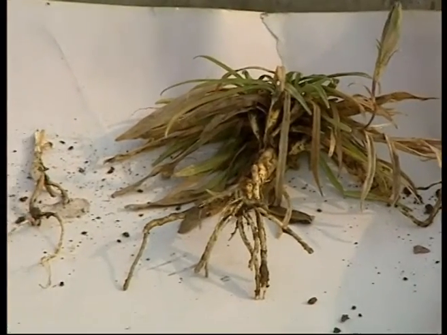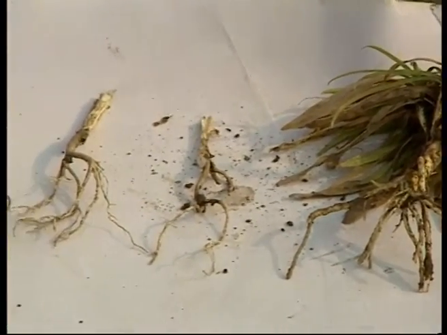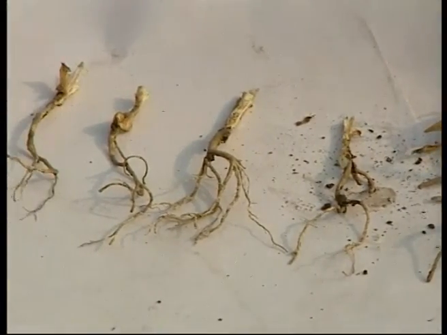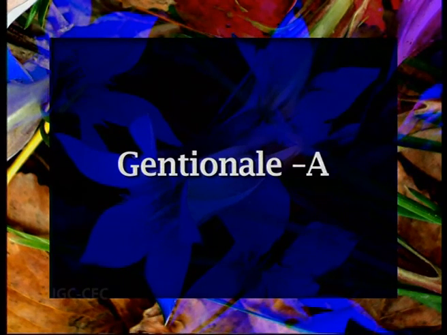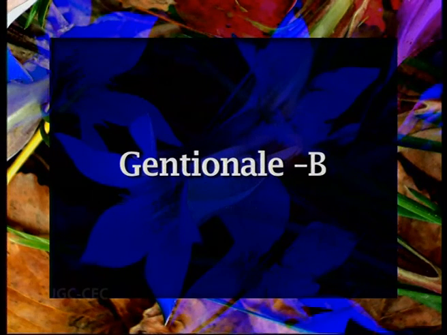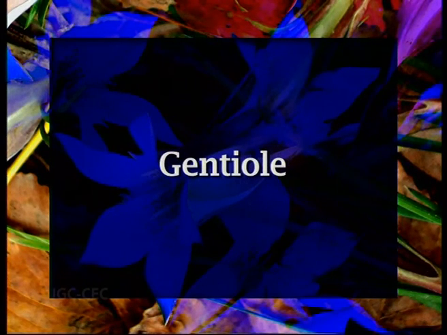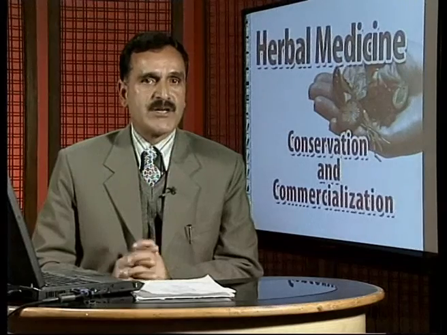Now, once this rhizome is subjected to chemical extraction, so far 3 major alkaloids have been identified within this. These are, number 1, gentianol A, which is the most dominant quantity, wherein its concentration has been seen to vary from about 4 to 4.9%. Alkaloid 2 is gentianol B, wherein concentration is slightly lower, 3.5 to about 3.7%. And C is gentiol, wherein the concentration is only about 0.9 to 1.2%.